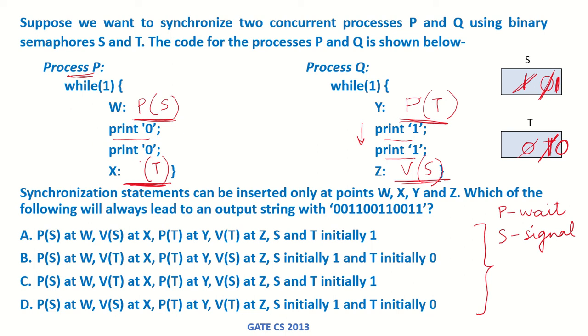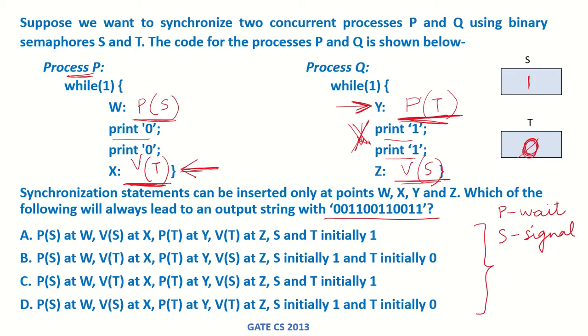Suppose initially, let's say process Q was scheduled instead of P. If Q is scheduled, it is waiting on T. The value of T is 0, so it will not be able to enter and execute the next statement. It will keep on waiting till process P increments the value of T by 1. So this is how we can synchronize the two processes to run one after the other, and this is how this string will be printed.